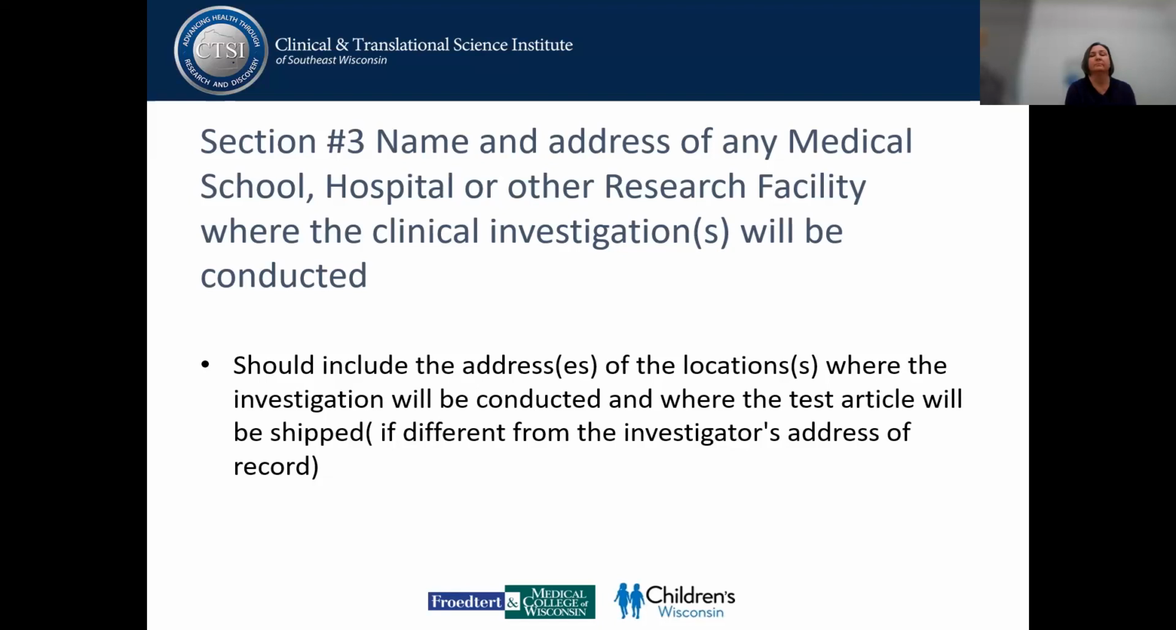Section number 3 is the name and address of any medical school, hospital, or other research facility where the clinical investigation will be conducted. And this should include the address or addresses of the location or locations where the investigation will be conducted and where the test article will be shipped, if it's different than the investigator's address of record. As a note, with our campuses, with Frederick Medical College, Children's University, and other entities all on one campus, sometimes the physician or the principal investigator's office address might be the medical college, but they might use the Frederick Hospital clinical spaces, for instance. You'd want to make sure that it would be that Frederick Hospital clinical address.